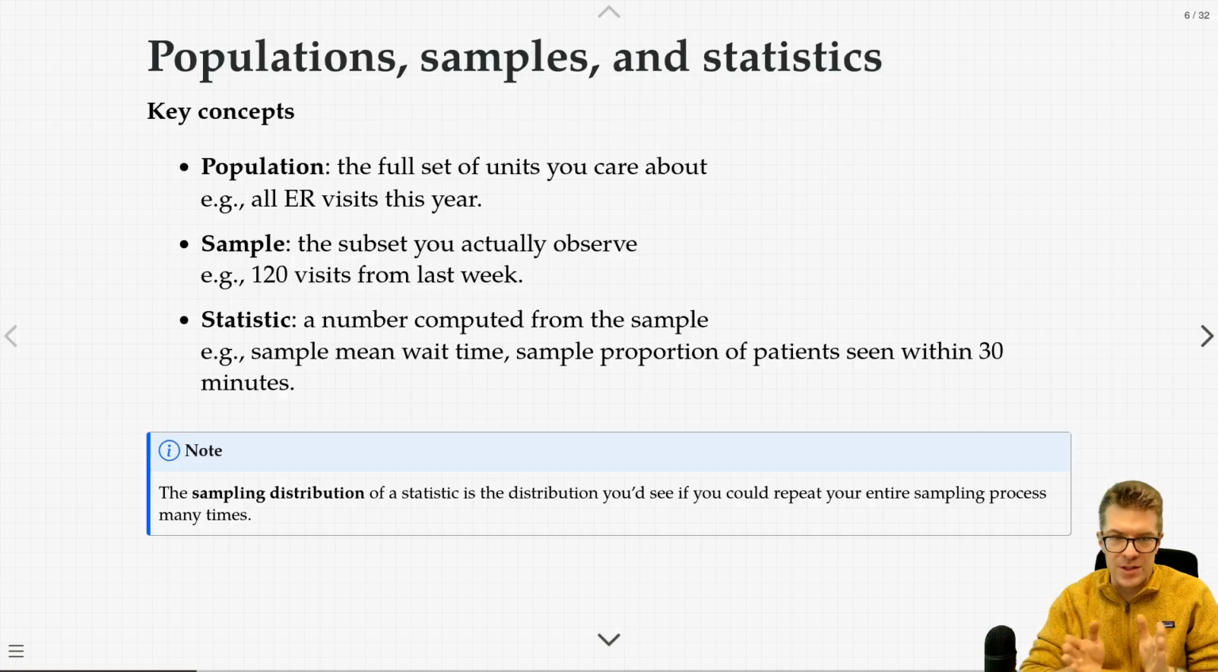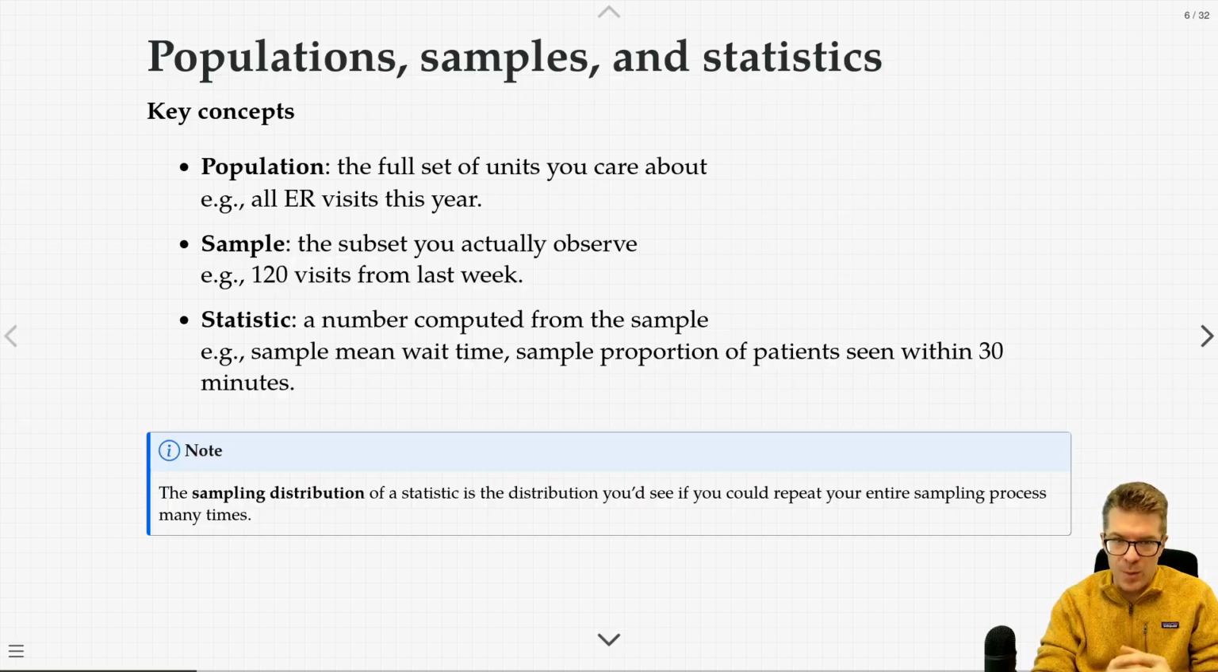Whereas a sample is just a subset that you actually observe. So maybe when you're doing an analysis of a population, you only have a subset of Canadians who live on the peninsula of Halifax. Maybe if you're looking at bank transactions, you only have a small sample of transactions made in a 6-month time period under review. Or again, if you work at an emergency room, maybe you only have the 120 visits sampled, filtered from last week.